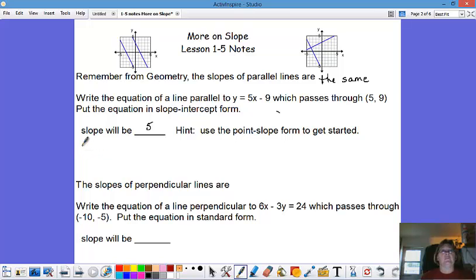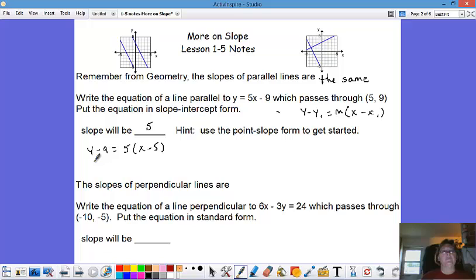Now we're ready to use that point-slope form, which we looked at in the previous lesson, and remember that the pattern for that is y minus y1 equals m times x minus x1, and we do have a slope and we have a point, so we're good to go there. y minus 9 will equal our slope, 5, times x minus 5. And we're going to simplify. This is the equation, however we're going to put it in a different form, slope-intercept.